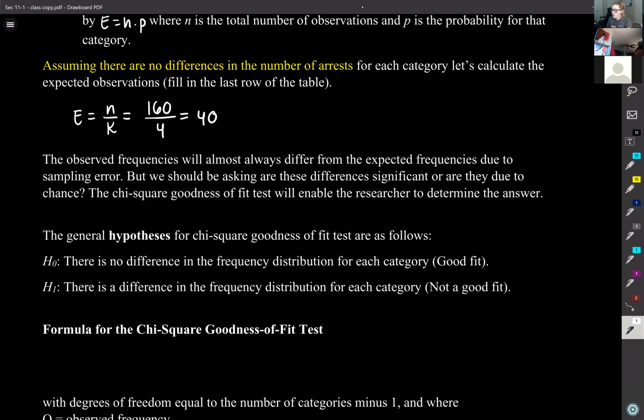So the observed frequencies will almost always differ from the expected frequencies due to sampling error. They're always going to be different, usually, when you calculate them versus what was actually observed. But what we're asking is, are these differences significant or are they just due to chance? So is the difference between my expectation and what I observed actually significant, and that means something and there's a difference? Or was there just a difference by chance maybe? Like maybe for that sample there was a difference, but maybe for another sample there wasn't. Was it by chance, or am I usually going to find there's a significant difference? So the chi-square goodness of fit test will enable the researcher to determine the answer to this.